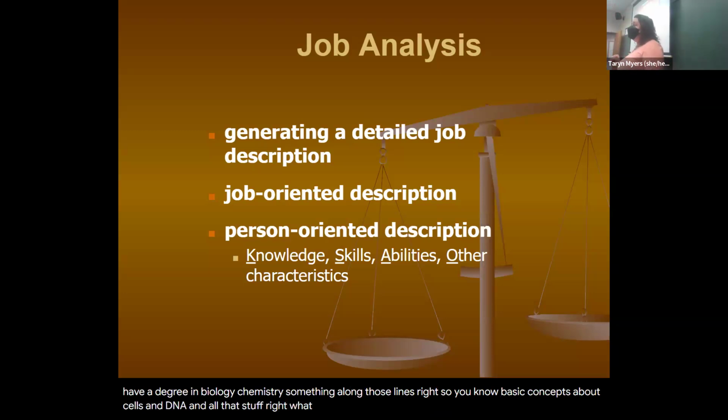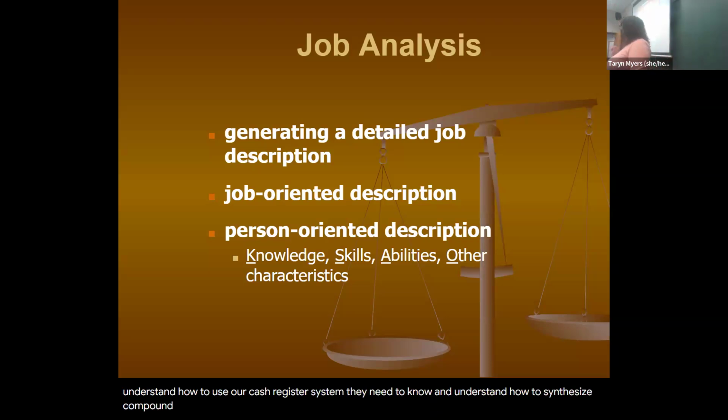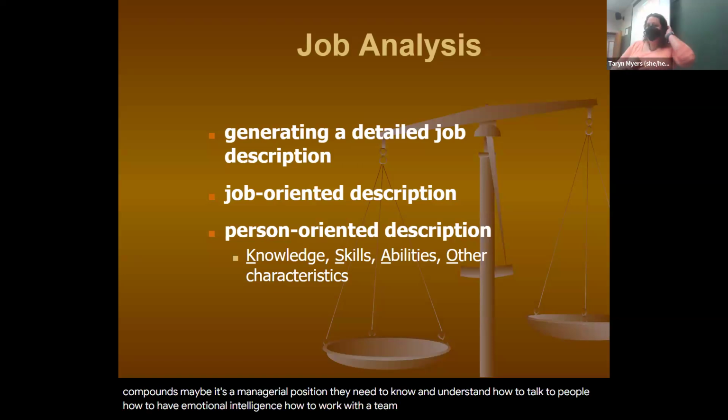What skills do they need to do this job, right? And again, these can be very specific. They need to know and understand how to use our cash register system. They need to know and understand how to synthesize compounds. Maybe it's a managerial position. They need to know and understand how to talk to people, how to have emotional intelligence, how to work with a team, right? So these can vary.